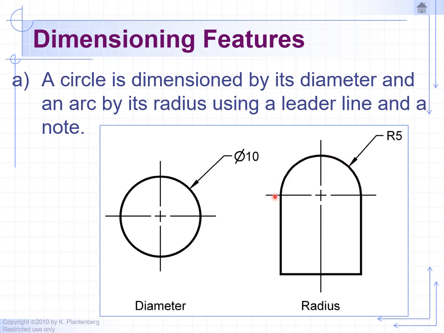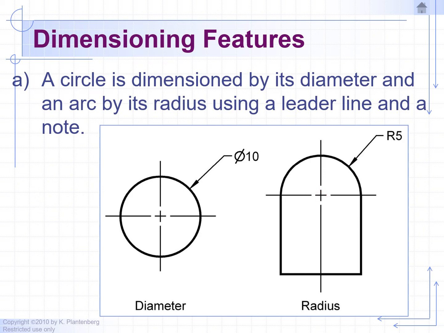In this case, we have a partial circle, referred to as an arc. Then we don't use diameter, we use radius. Okay, so R is for radius. Notice the text is floating upward, leader pointing downward with the arrowhead always pointing towards the center.